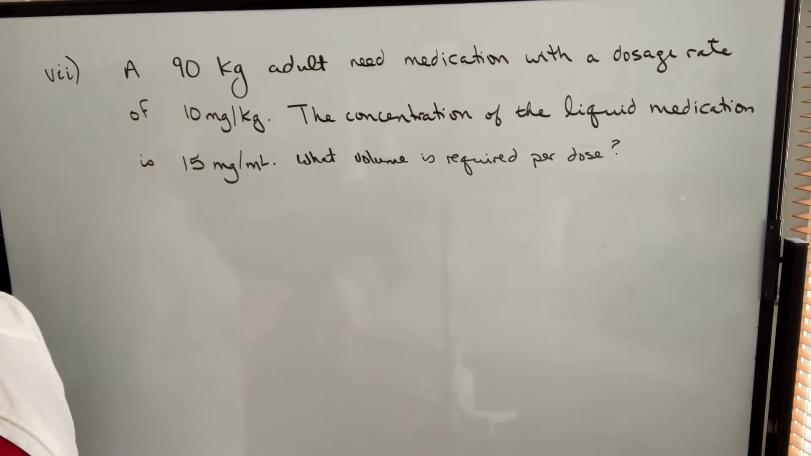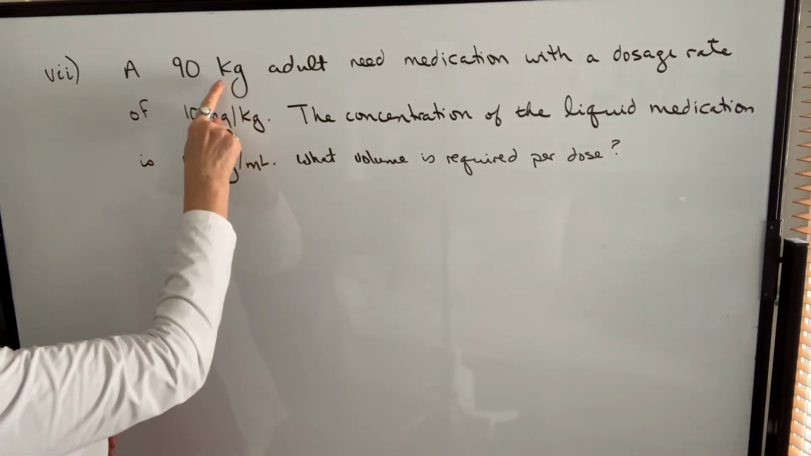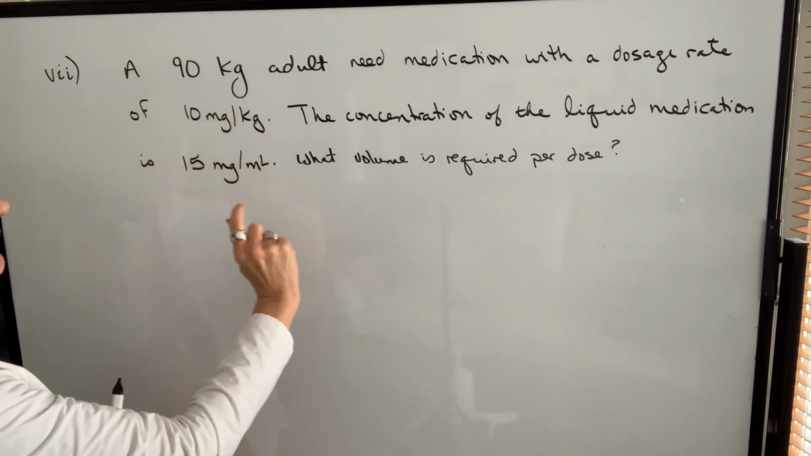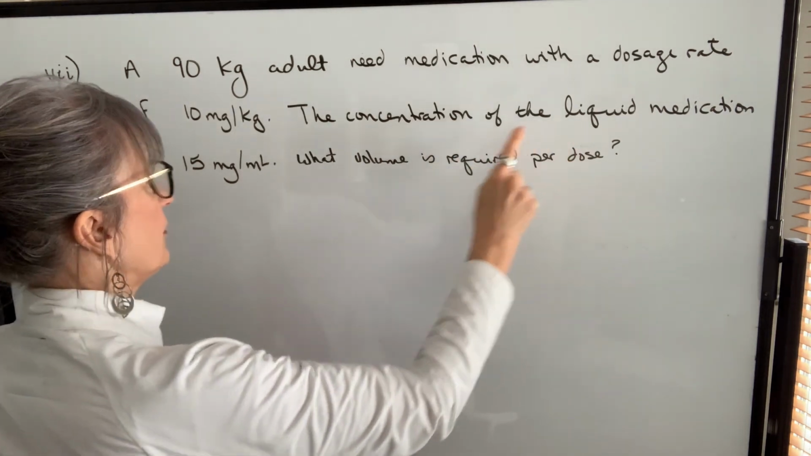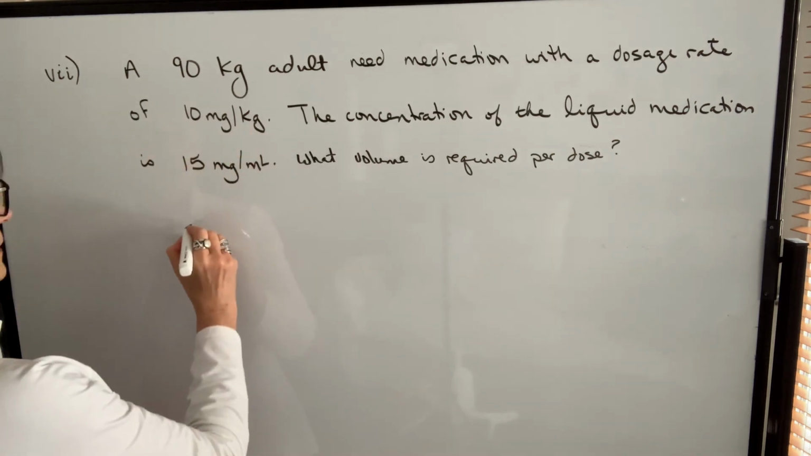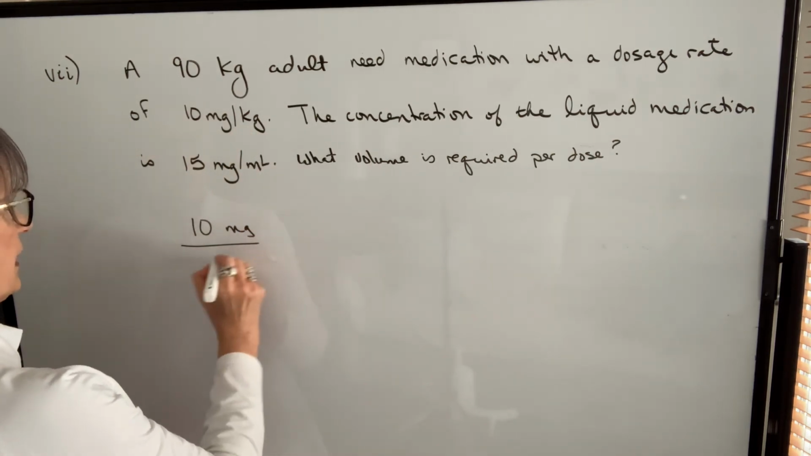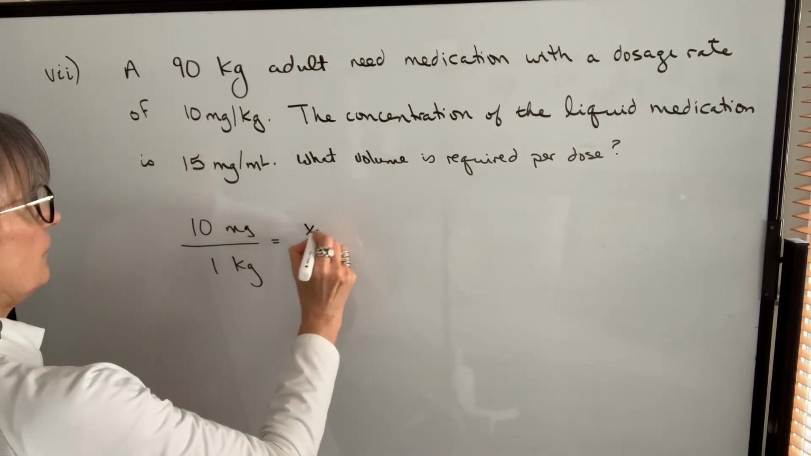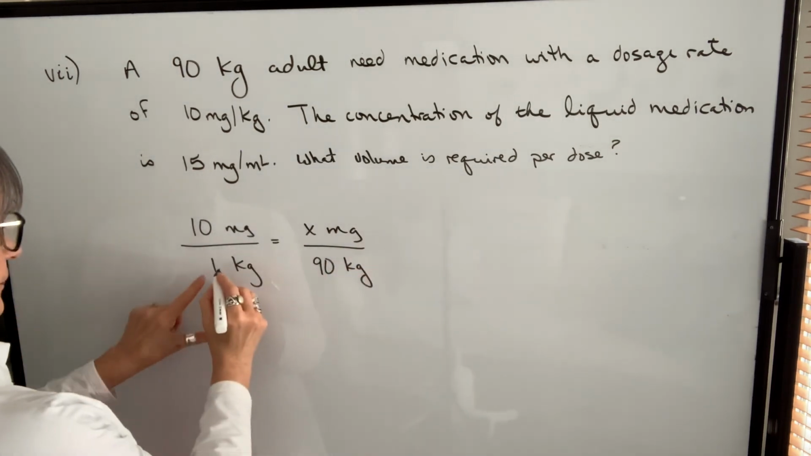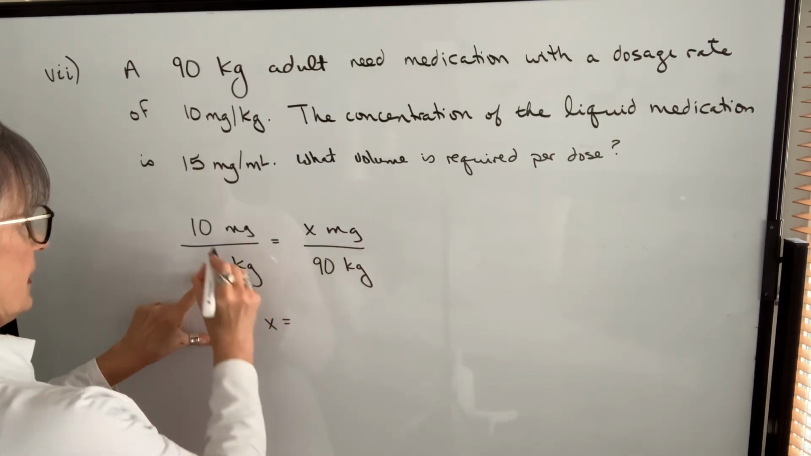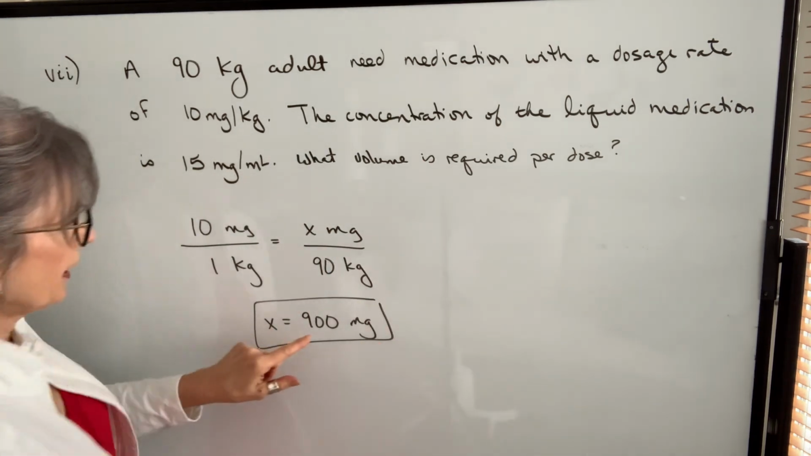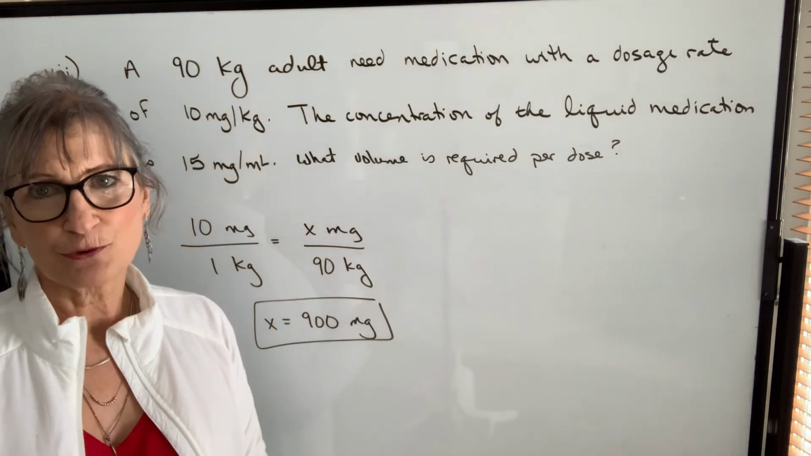Our next example is very similar, but we have the patient weight in kilograms and the dosage rate in milligrams per kilogram. This time, instead of tablets, we're giving a liquid, and we're given the concentration of that liquid. So what I'm going to start with is the dosage rate. So it's 10 milligrams per 1 kilogram of body weight. So I can find out how many milligrams for a 90 kilogram patient. Cross multiply, 1 times X is X, 10 times 90 is 900. So the patient requires 900 milligrams of the drug per dose.